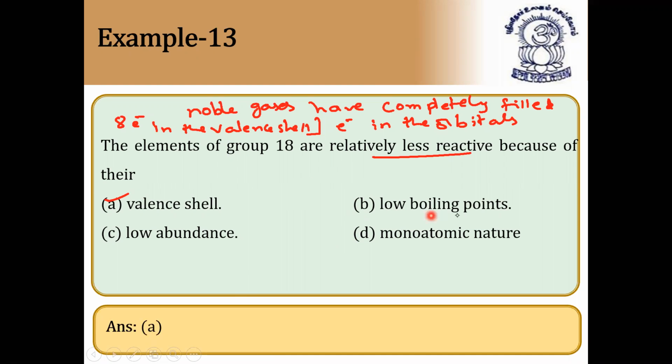Clear? The remaining options are also correct, but they are not related to this concept. That is less reactive. Reactivity is based upon the valence shell, the number of electrons in the valence shell. If the number of electrons in the valence shell is incomplete, they are reactive. As they have completely filled orbitals, that's why they are less reactive. Since you already know this, I hope it is clear. Next question.